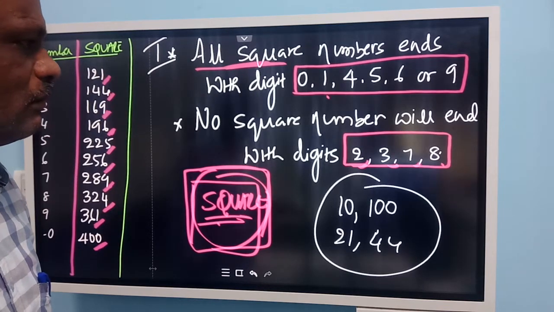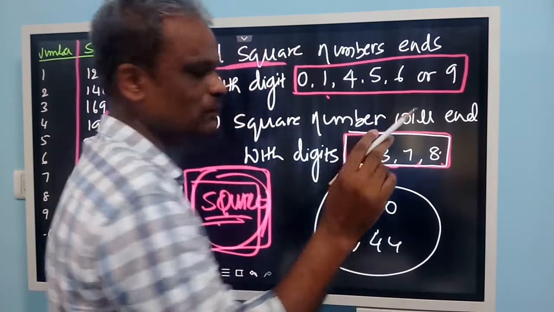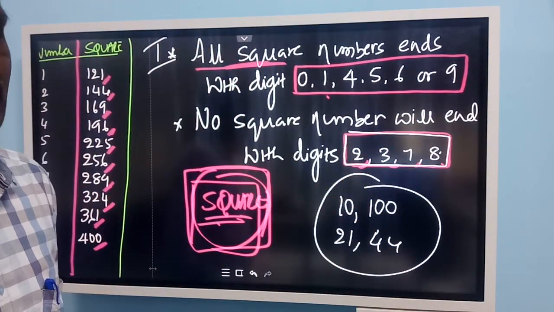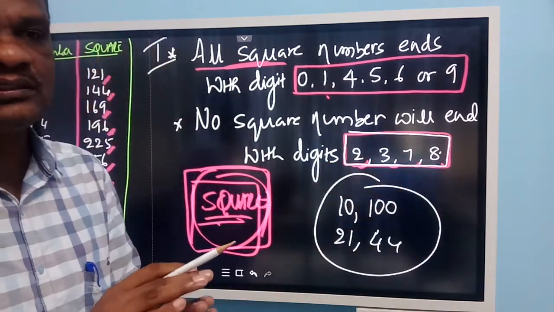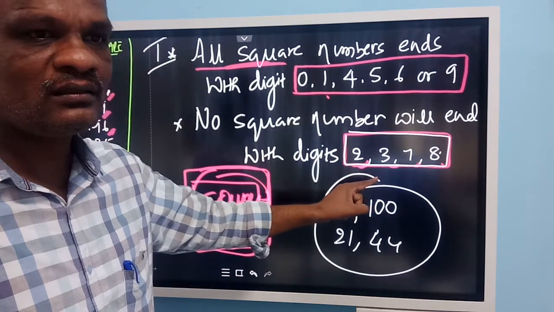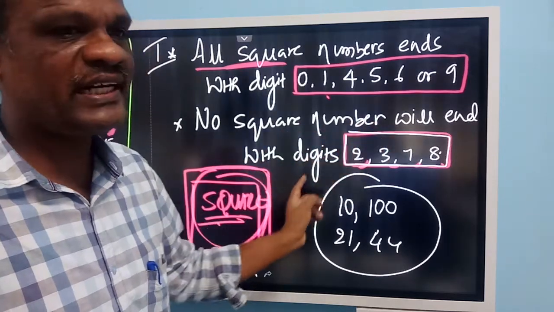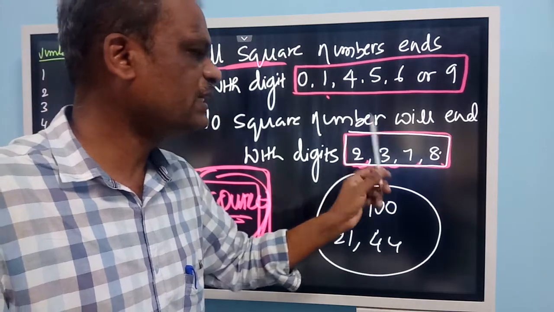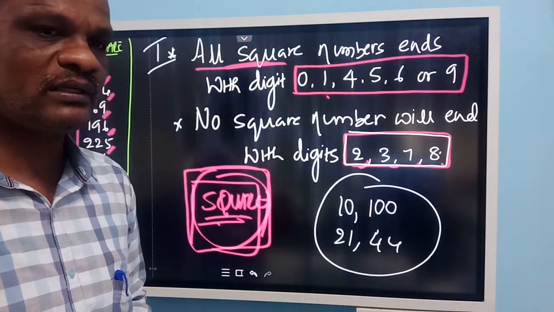Yes, sir. But when you look at the numbers 2, 3, 7, 8 at the units place, definitely you can conclude that it is not a square number. All numbers ending with these digits are not square numbers. You can conclude like this, isn't it? Yes, sir. No square number will end with these digits. Suppose there is a number ending with 2, 3 or 7, 8, any one of these digits, then you can write immediately it's not a square number.